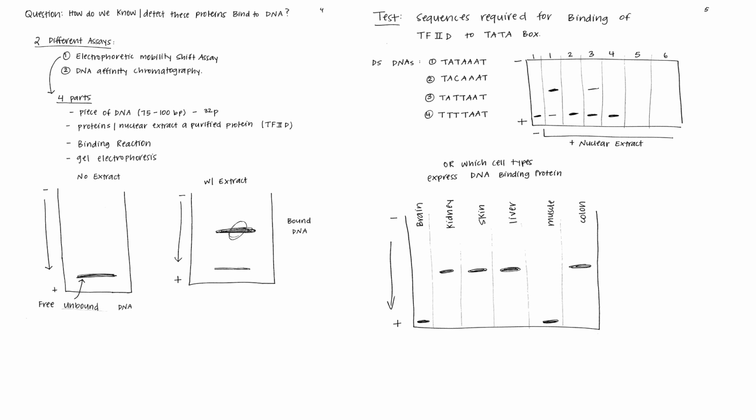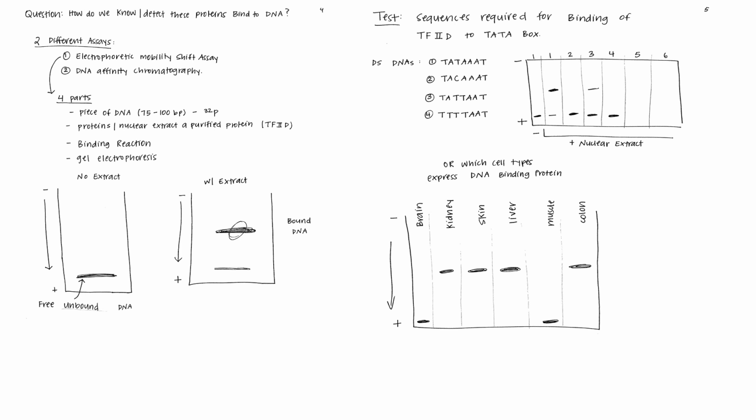Then you need proteins. You can have purified TF2D, which isn't easy to get, but later I'll show you how you can do that. Or you can use just a nuclear extract. You can take cells, isolate the nuclei, and then get the proteins out and use that. Then there's a binding reaction. The binding reaction takes place in a small test tube, with various salts and magnesium that allow the right conditions, and the pH allows these things to bind.